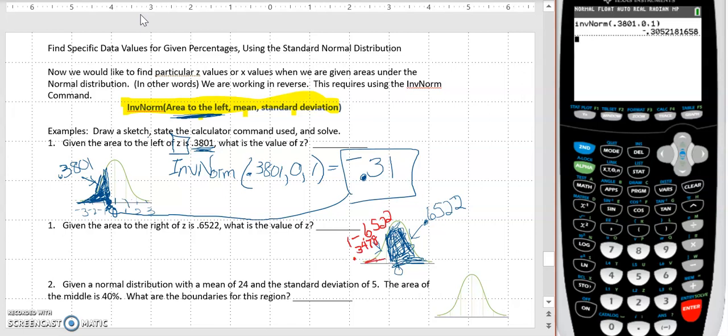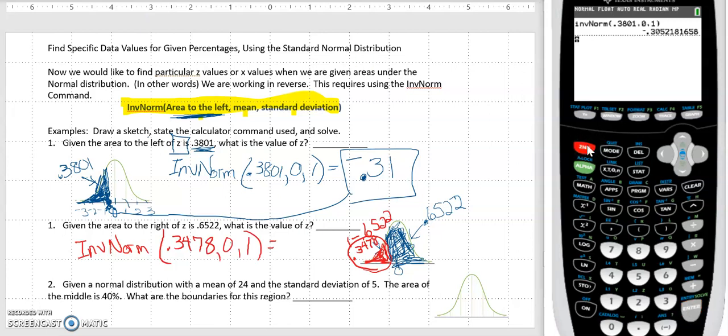So that area right here, the unshaded part, which I'm filling in with red now, is 0.3478. That's what I want to use with my inverse norm command, the area to the left. So I'm doing inverse norm, area to the left, which was 0.3478, 0 and 1. Let's see what our z value is. Second distribution, choice 3, 0.3478. It should be pretty close to the other one, right? Those numbers are pretty close there.